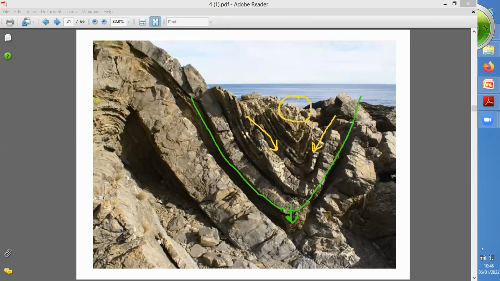Now this part has been removed from here. So the central part is considered as a core part, and here the younger rocks are present. That's why it is syncline type of fold.